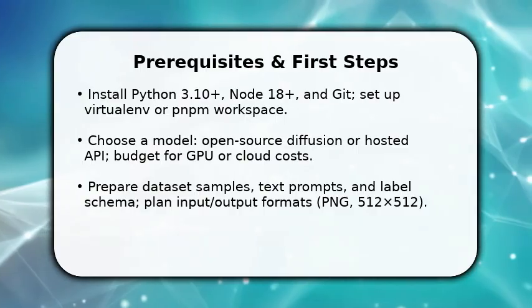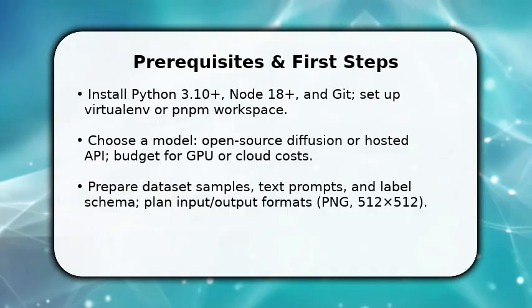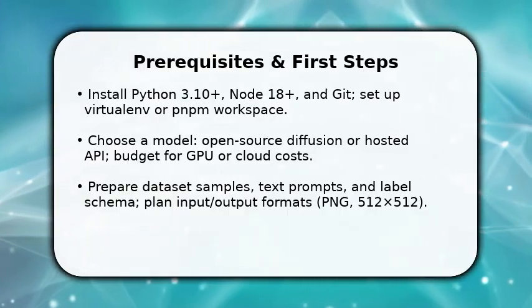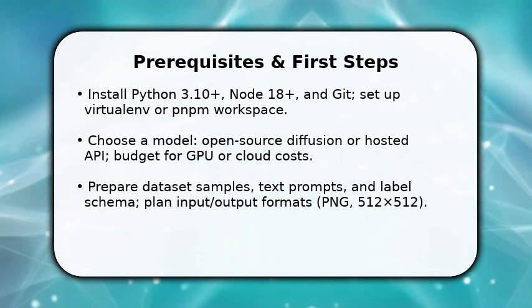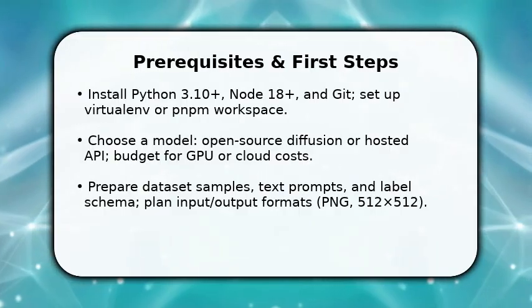Next, prepare a small dataset and standardize input/output formats like PNG at 512 by 512. Once done, scaffold a minimal repo, add a README, and commit an initial prototype branch to iterate from.